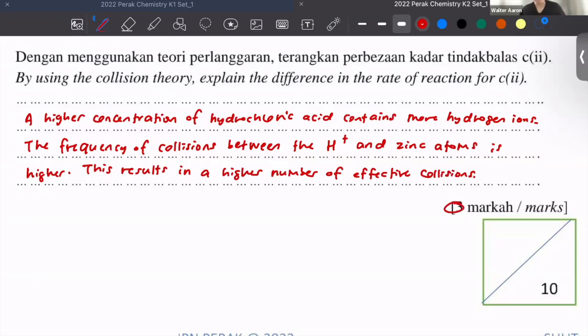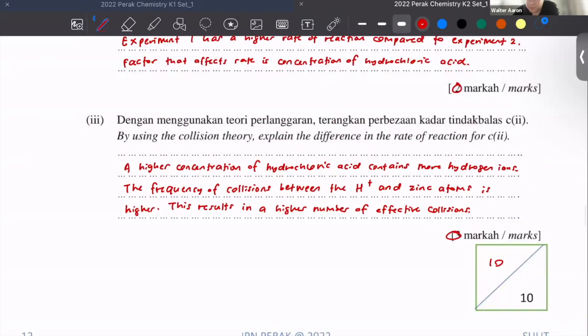Then you should be able to get 3 marks already. So there are 3 points being mentioned over here. Once you get all 3 points correct, you should be able to get 3 marks in total. So that's pretty much for this question. If you score all correct, you should get 10 marks out of 10 marks.